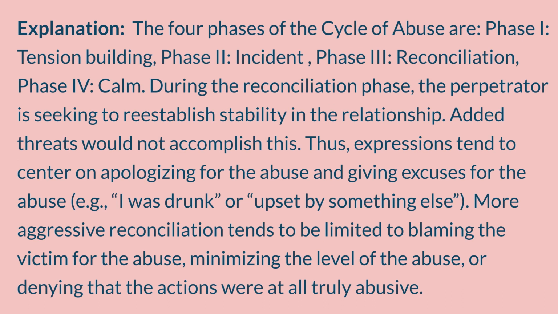The 4 phases of the cycle of abuse are: Phase 1, Tension building. Phase 2, Incident. Phase 3, Reconciliation. Phase 4, Calm. During the reconciliation phase, the perpetrator is seeking to re-establish stability in the relationship. Added threats would not accomplish this. Thus, expressions tend to center on apologizing for the abuse and giving excuses for the abuse, for example, I was drunk or upset by something else. More aggressive reconciliation tends to be limited to blaming the victim for the abuse, minimizing the level of the abuse, or denying that the actions were at all truly abusive.